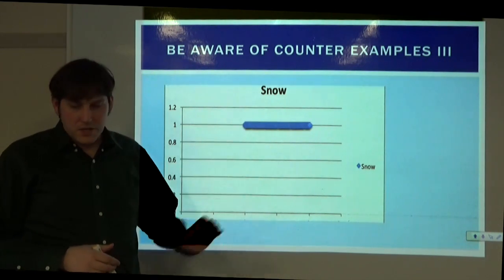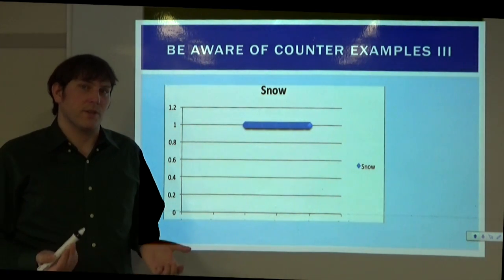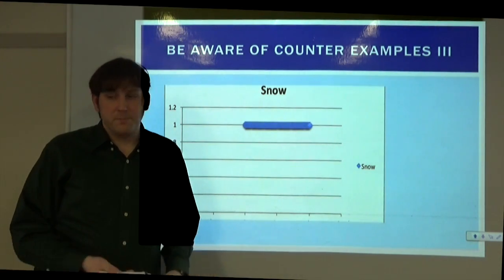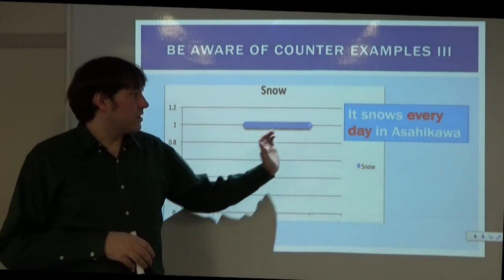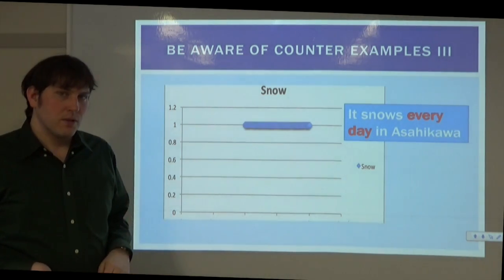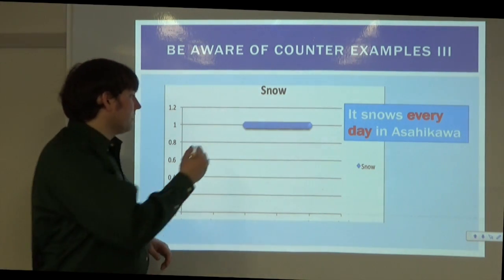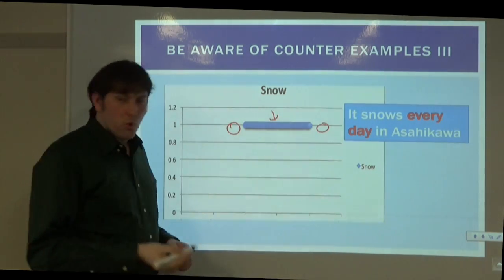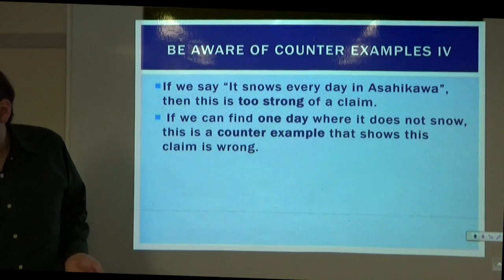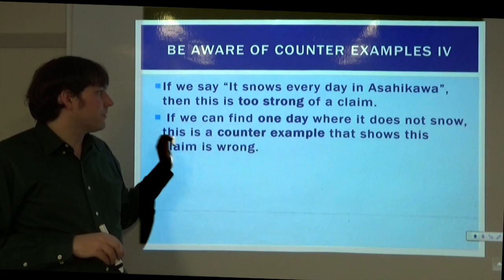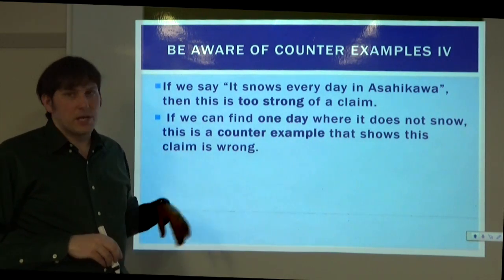Consider this graph. Let's say that this is a graph of when it snows in Asahikawa. So it snows pretty frequently. Let's say I want to make a generalization. And the generalization that I decide to make is, it snows every day in Asahikawa. What do I need to disprove this? The answer is I just need one day, make it here, make it here, make it here, where it doesn't snow in Asahikawa. So if we say it snows in Asahikawa every day, this is too strong of a claim. If we can find one day where it does not snow, we have a counterexample.